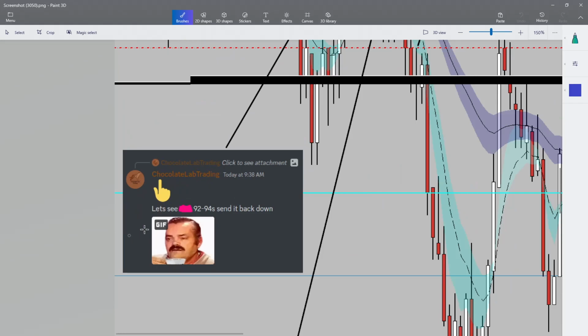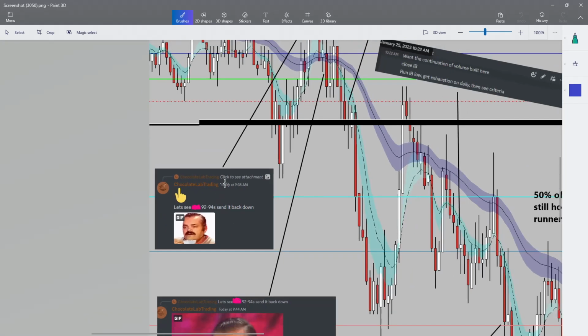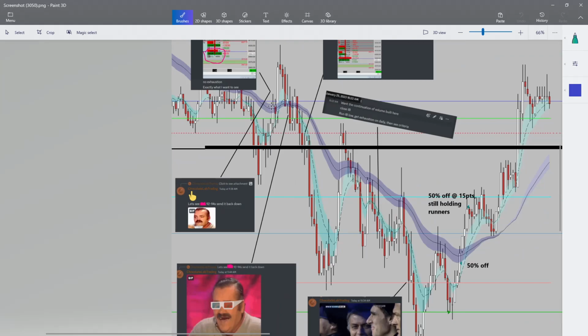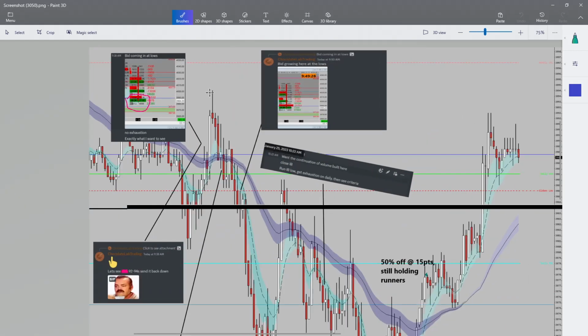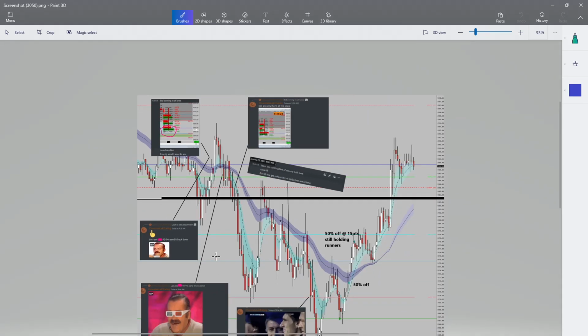So I said, let's see 92s, 94s, send it back down. At the same time, obviously, at 9:38, we can see right here, I think the high was either 94 or 94 and a tick, right? And what? Sends it back down. Now, these are trades one could take. It's not my type of trading, but again, it obviously worked. We saw this prior. We saw the tape. We're reading the flow, but again, it's just not my type of trade.